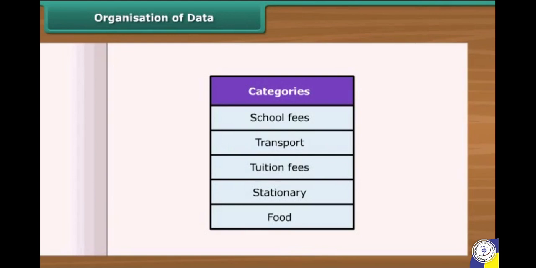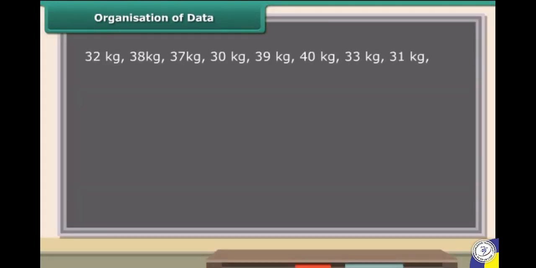We collect data to record and organize it. But why do we need to do that? Look at the following data. A class teacher of Class 7 listed the weight of 10 students in this way. Is this data easy to understand?